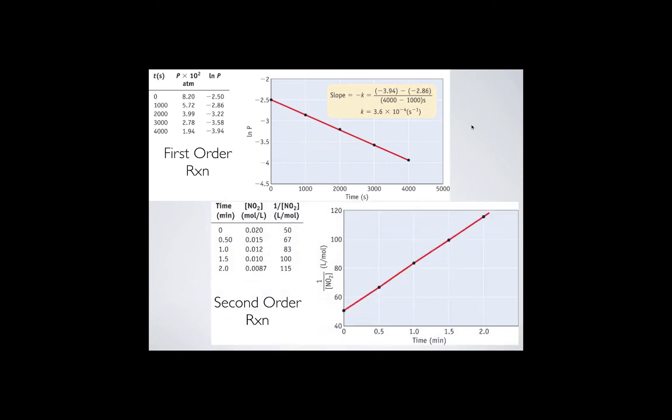We can do the same thing for a second order reaction, where we plot some data as a second order. We see it gives us a nice linear fit, and so we know it's second order because the y-axis here is 1 over NO2 versus time, and we could do that plot. We get our value for our slope, and that gives us our k value there.